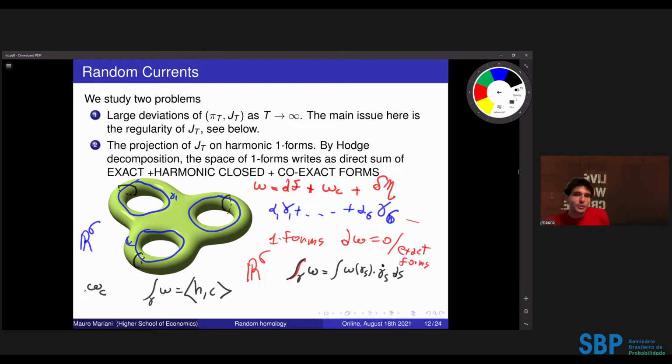I don't know how to say it, you should just define the Laplacian on one forms, and this decomposition is just the fact that this Laplacian is an elliptic operator, so the space of one forms writes as the direct sum of its kernel plus the image of its dual. And then omega_C is just the kernel of the Laplacian on one forms. Is this picture clear?